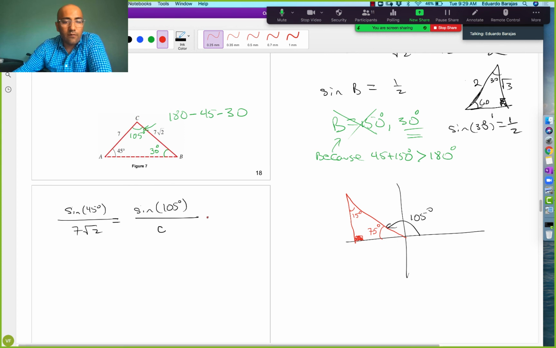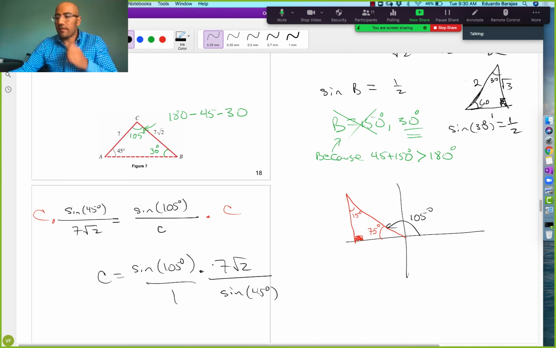Okay, so we're going to solve for c, multiply everything by c, and then multiply everything by its reciprocal, and we'll end up with c equals sine of 105 degrees times 7 root 2 divided by sine of 45 degrees. Put a 1 there. And then we can just reach over to our calculator and find this answer.